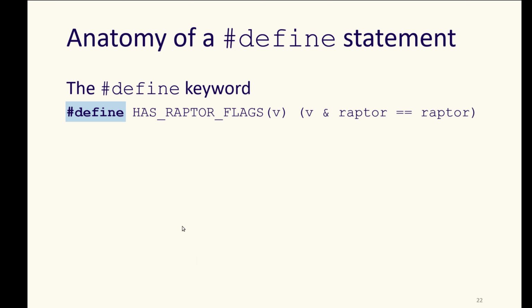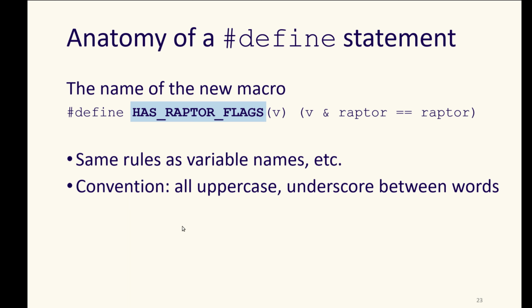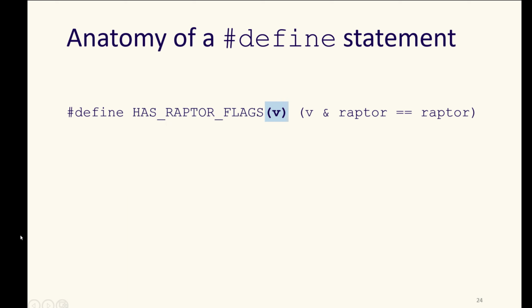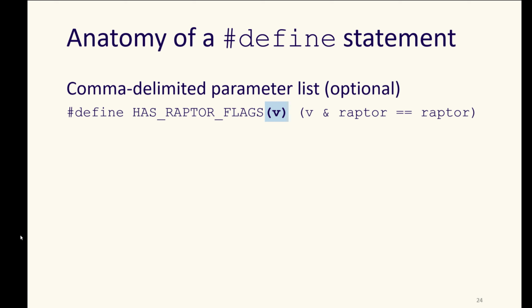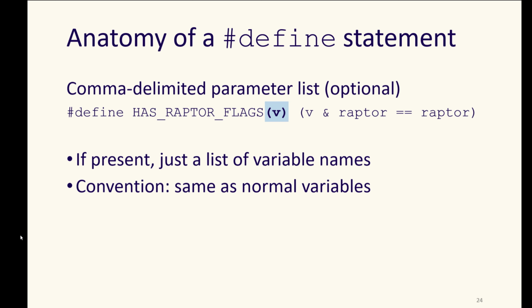So let's break down the pieces of a define statement. There is, of course, the #define keyword part of it, then the name of that new macro. It can use all the same rules as variable names, function names, etc. The convention is to use only uppercase characters and to put underscores between words inside of that macro name. Then we could give it a list of parameters. They would be separated by commas if you had more than one. It's really just a list of variable names.